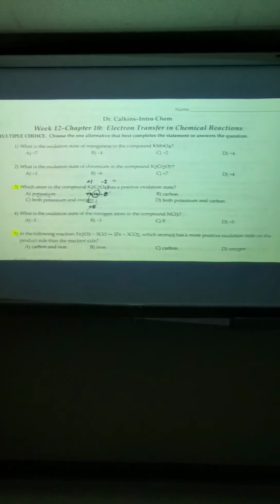Number 7 is just a definition. Number 7 is what is reduction. And remember GER, LEO says GER. Gain of electrons is reduction. So letter B, a little bit easier one than the last 2. Number 9, a little bit tougher. Number 9 is going to have the same issue.